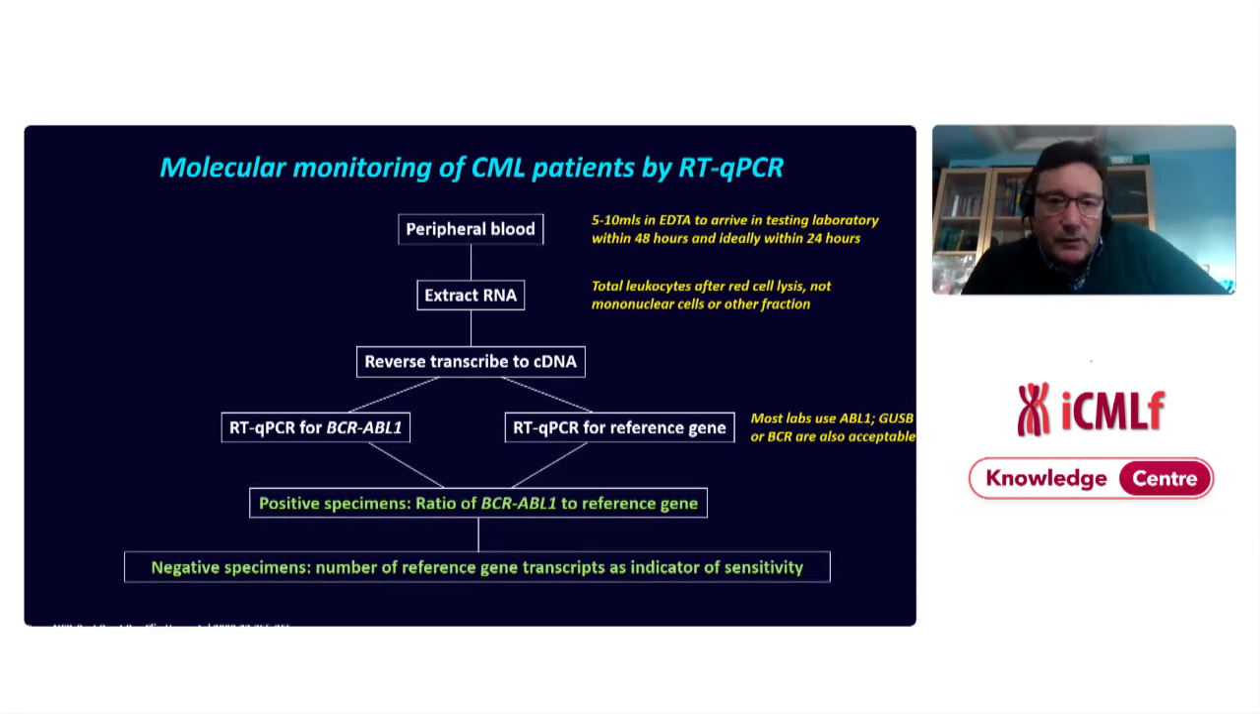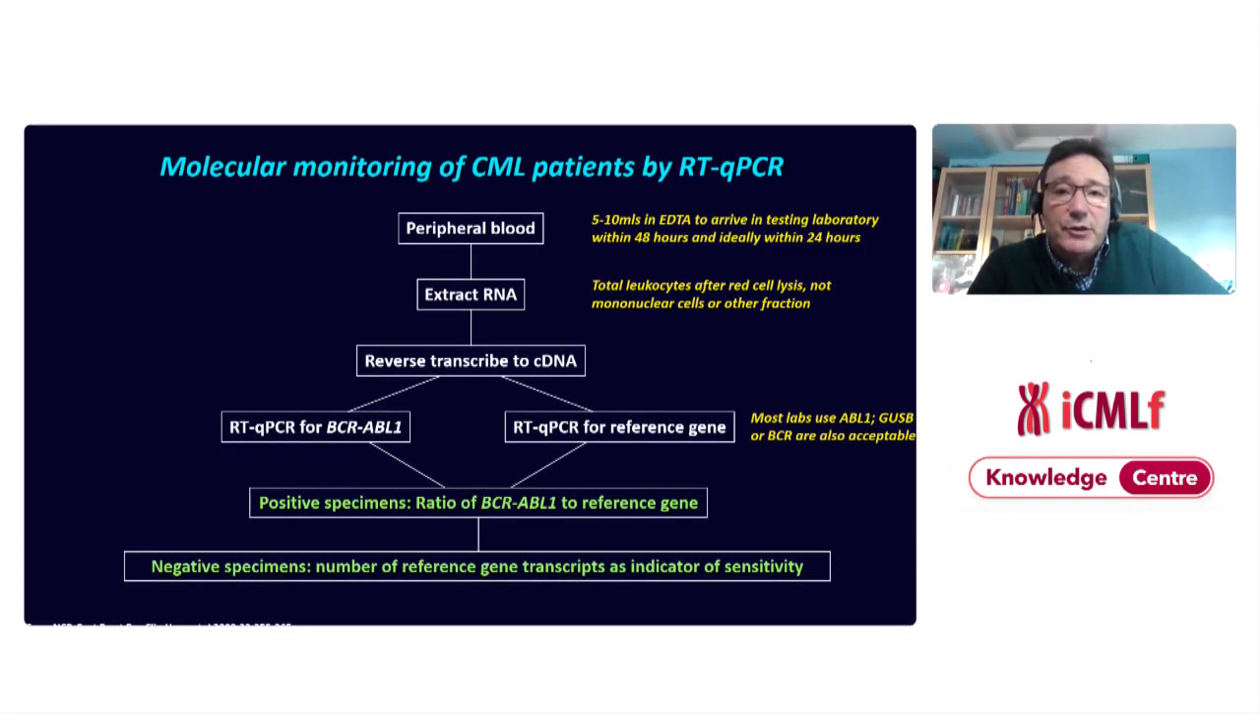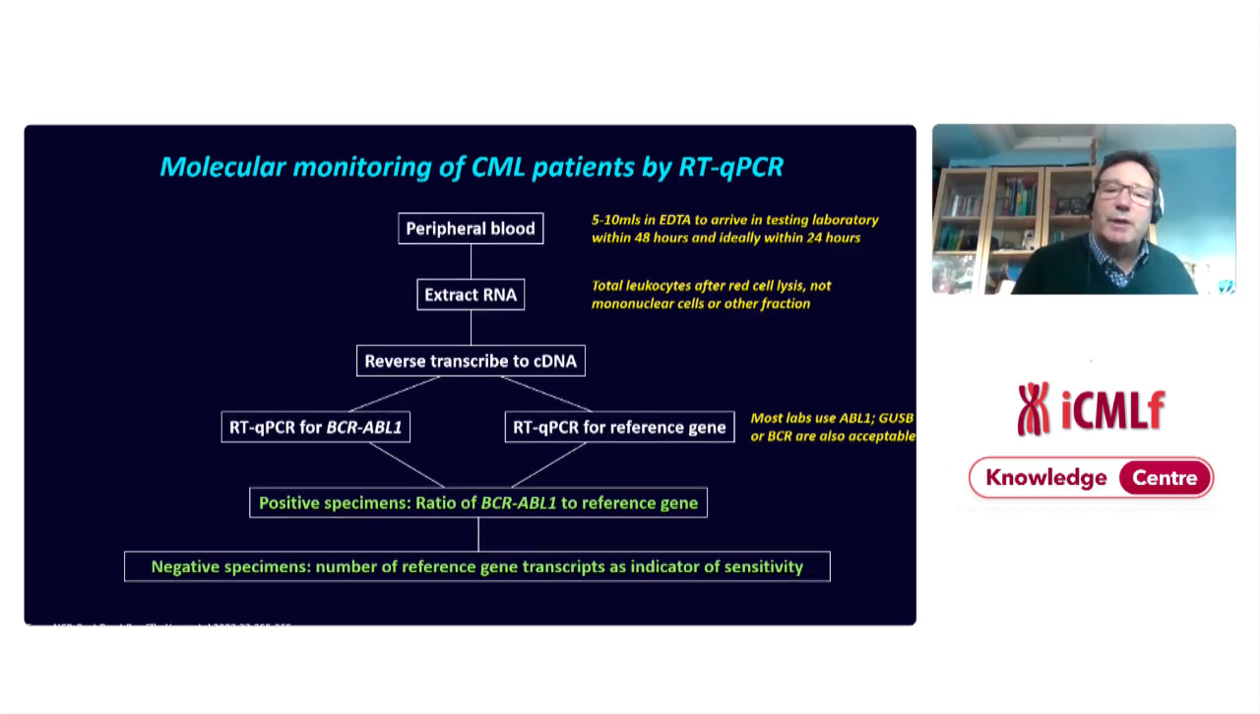If BCR-ABL is detectable, the raw results are expressed as the ratio of BCR-ABL to the reference gene. If BCR-ABL is not detectable, the number of reference gene transcripts is a critical measure of quality for that particular sample. Labs can derive generic sensitivities for their test, and that's okay, but it doesn't tell you the sensitivity for any individual sample. That's where you need the reference gene transcript number.